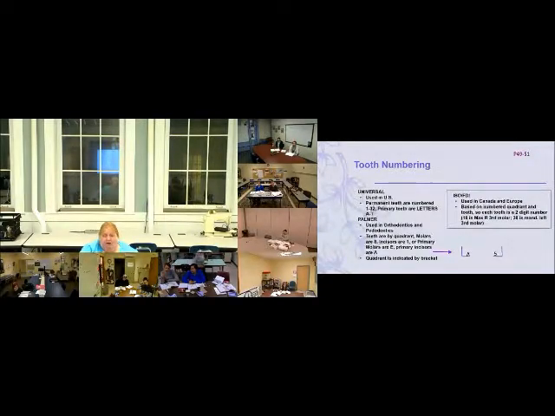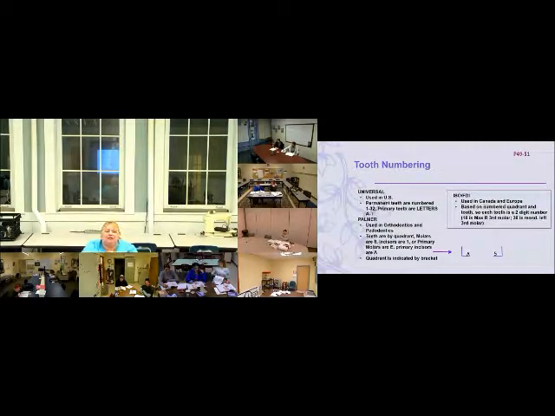Primary teeth are lettered, A through T. Permanent teeth, 1 through 32. Primary teeth, A through T. An easy way to remember your primary teeth is that AJ's on top of KT. I know, it's a little bit risque. But A through J are the maxillary, and then K through T are the mandibular. Hopefully you're laughing and not making faces at me.